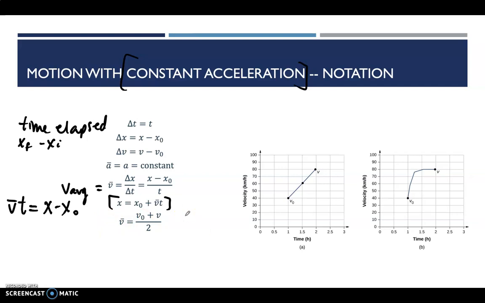Okay, and just to show you the difference of having a constant acceleration versus a varying acceleration. Constant acceleration means that the slope of a velocity versus time graph will be constant. If the acceleration varies with time, this graph will be different. So this is an example of that.